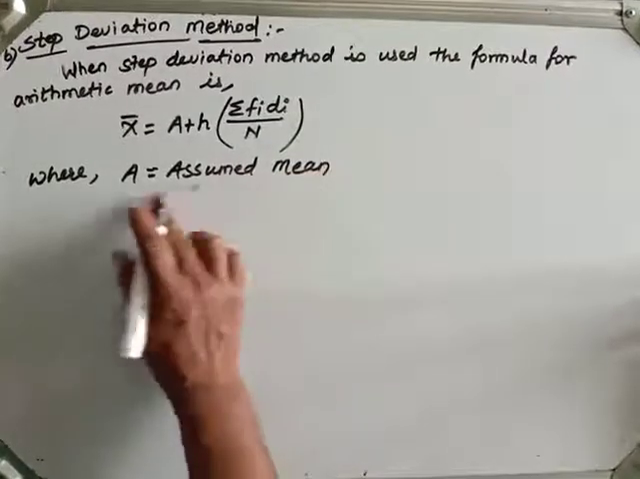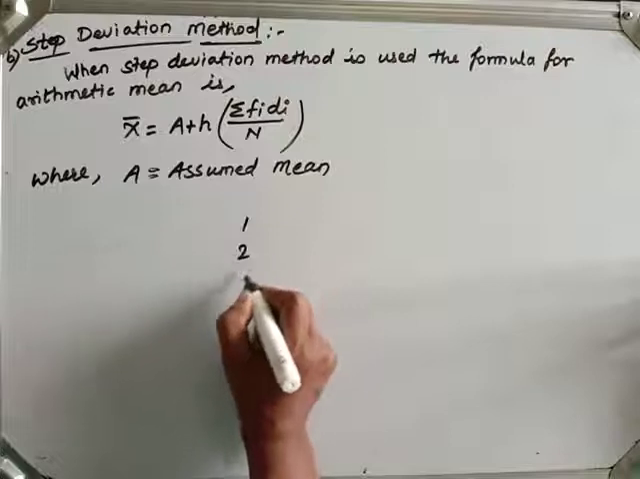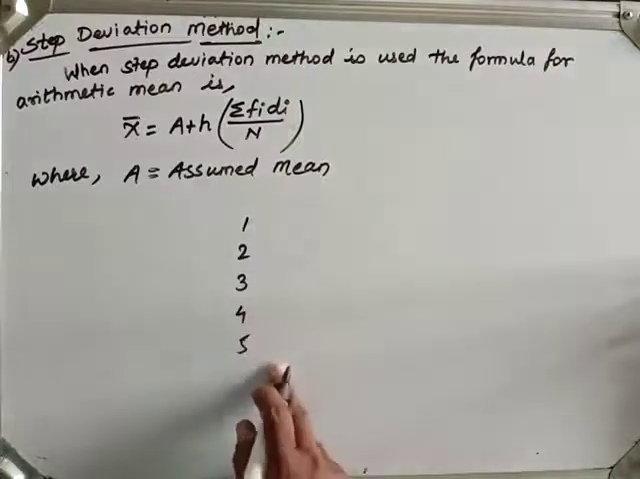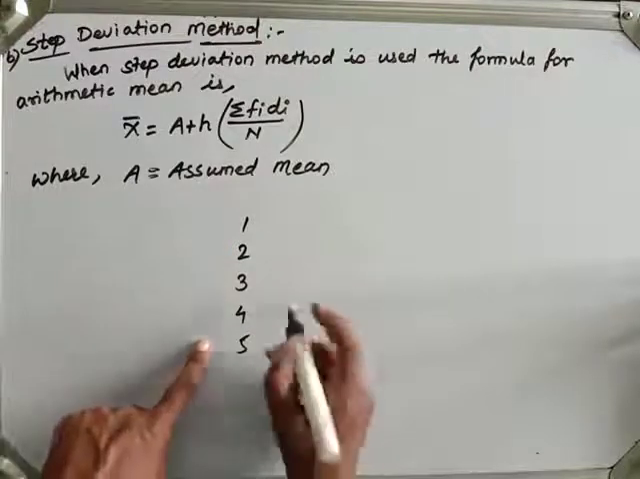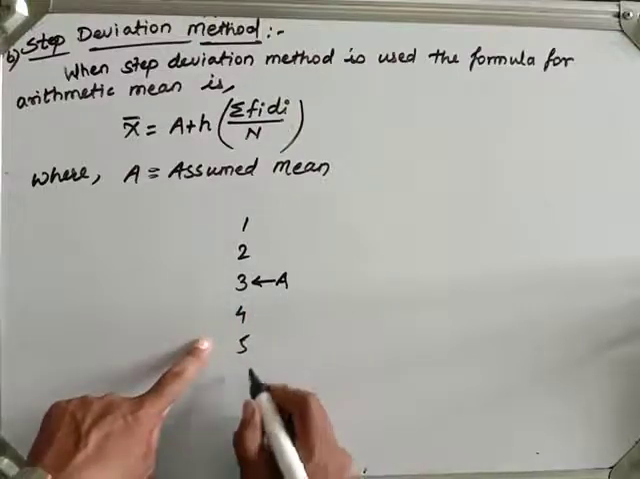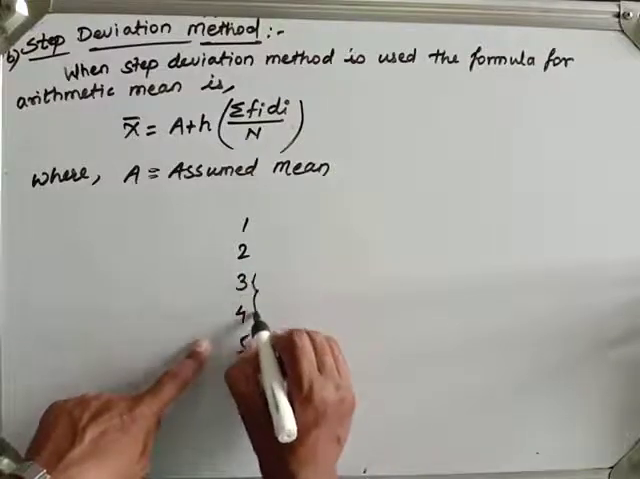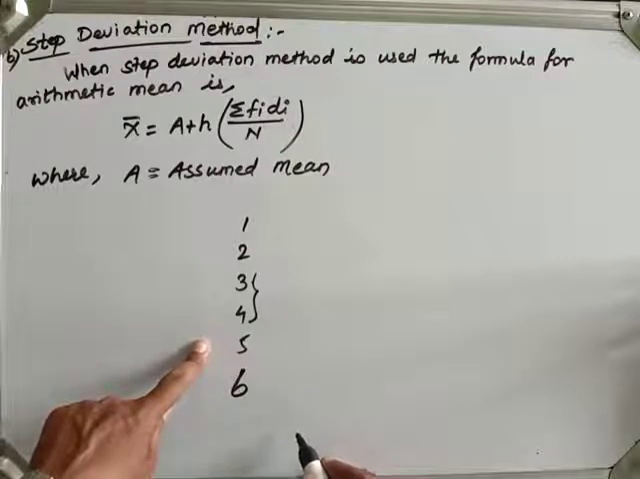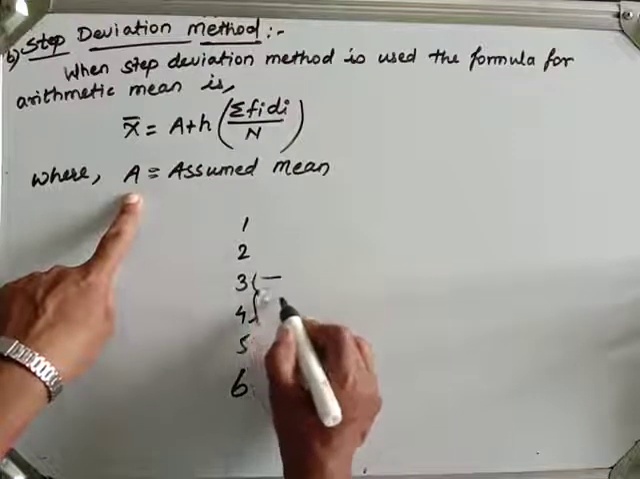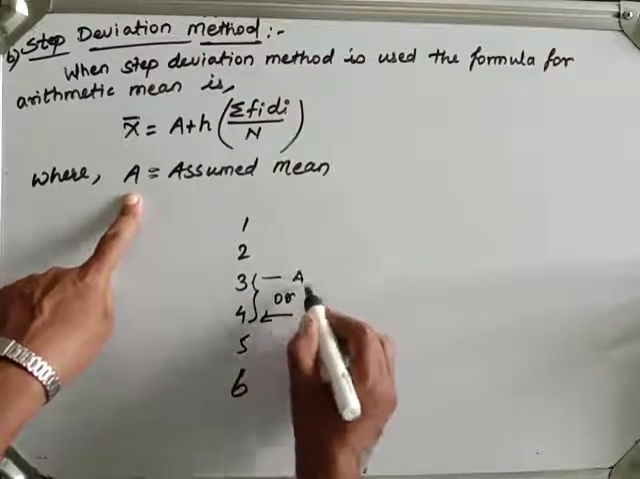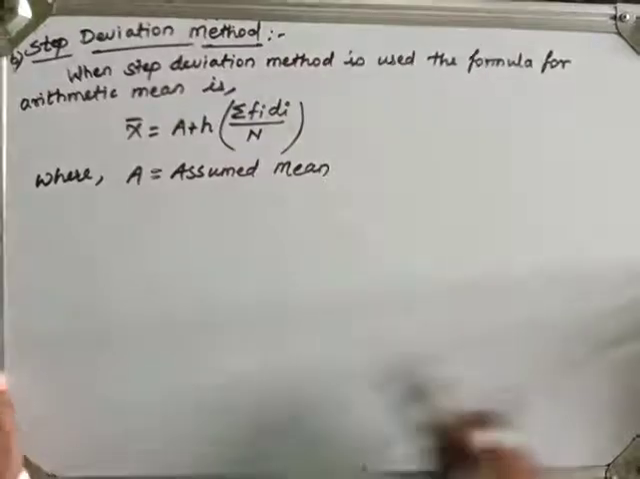Now how is this assumed mean taken? If the data has an odd number of observations, suppose 1, 2, 3, 4 and 5, then the middle one is our a. But if there are 6 observations, then there are 2 middle observations. Among these 2, any one will be chosen as a, either this one or this one, not both at a time. Fine. Now this is assumed mean.